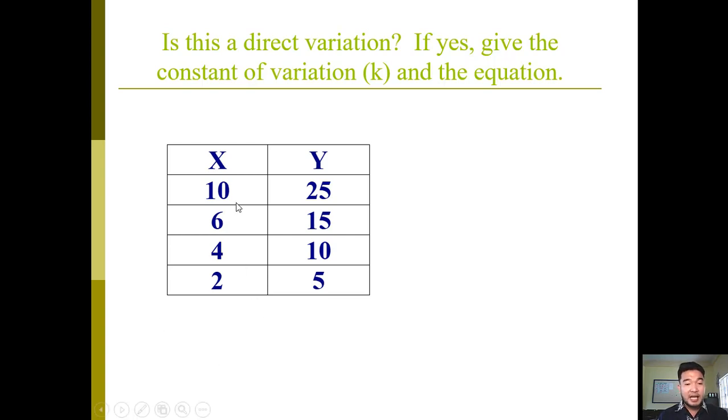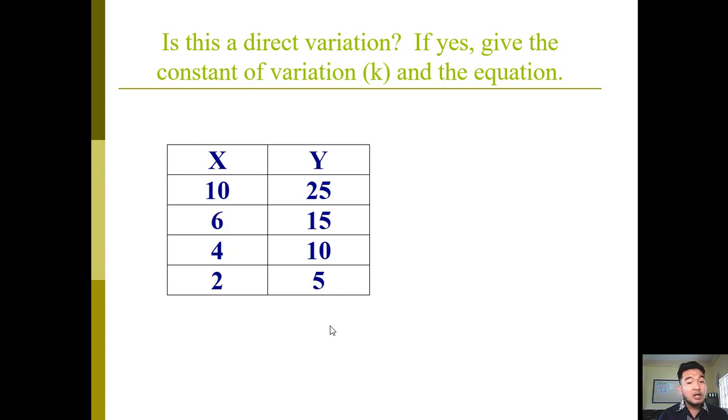25 divided by 10 is equal to 2.5. Correct? So that's 2.5. 15 divided by 6 is equal to 5 over 2 or 2.5 also. Then 10 divided by 4 is equal to 5 over 2 or 2.5 also. Then 5 divided by 2 is 2.5. That means all the values of k is equal to 2.5.